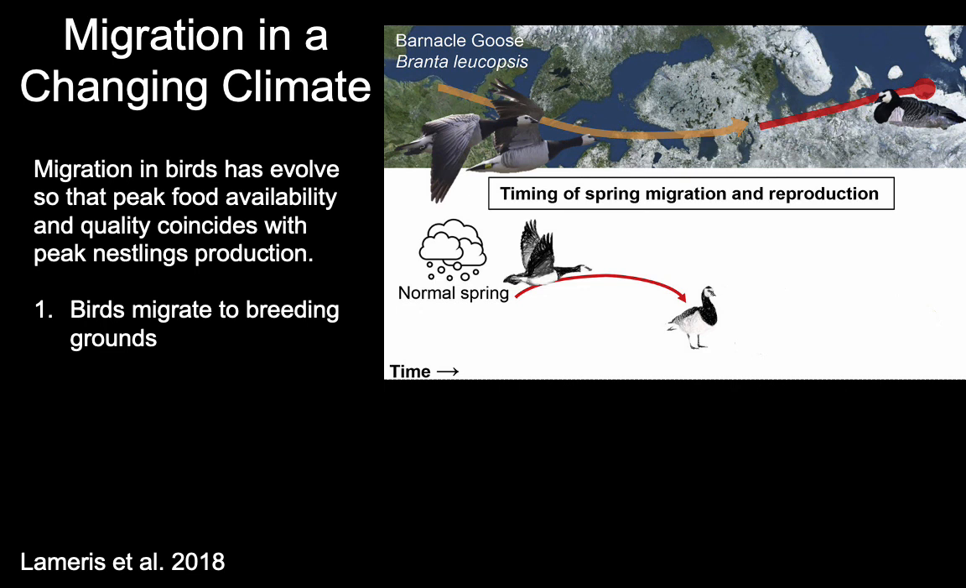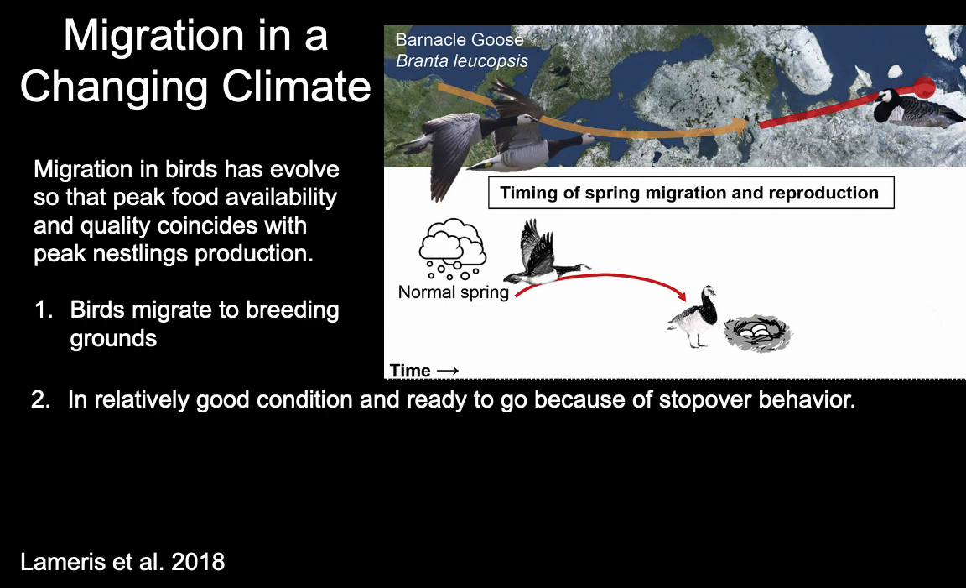In 1, during our normal spring, birds migrate to their breeding grounds. You can see here in the graphic, we're going from left to right across time. 2, they get to their breeding grounds in relatively good condition, ready to breed. Because this species migrates via stopover migration, they're pretty easy going. They've been fueling up as they go, so they're in good condition, ready to go when they get to their breeding grounds.